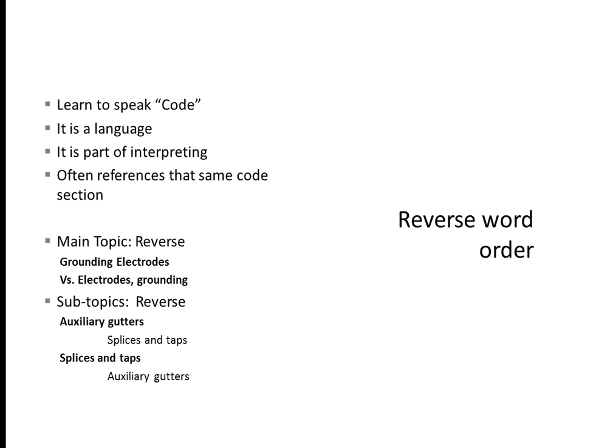Another example, you might see auxiliary gutters, and then a subtopic under that you'll see splices and taps. Or you might look up S for splices and taps, and you might see auxiliary gutters. So you can reverse the word order of your main and subtopics, and you may be able to find more references to look up and find the answer for the question that way.